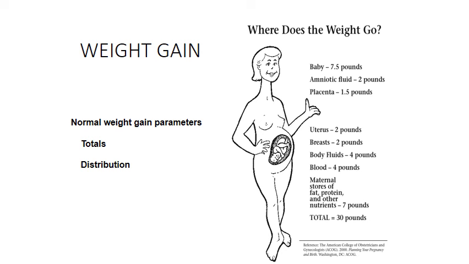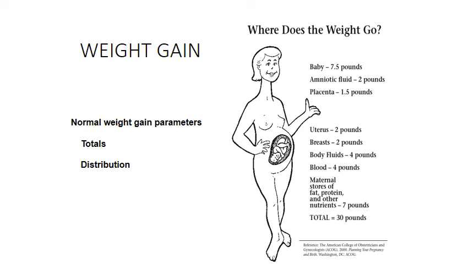So we've mentioned weight. What is a normal weight gain? Well, you can see by this, where does the weight go? This is by the time they're term. The baby is 7.5 pounds, amniotic fluid is 2 pounds, placenta is 1.5 pounds, uterus is 2 pounds, breast is 2 pounds, body fluid is 4 pounds, blood is 4 pounds, and of course the mom gets stores of fat, protein, and other nutrients, and that's about 7 pounds. So average is about 30 pounds.